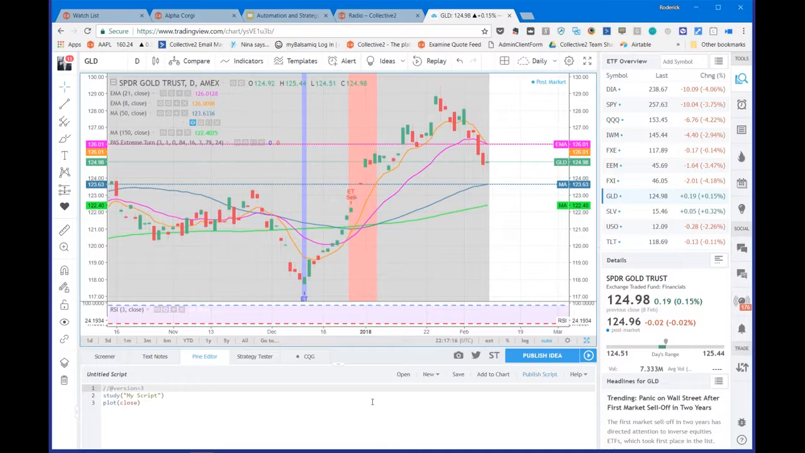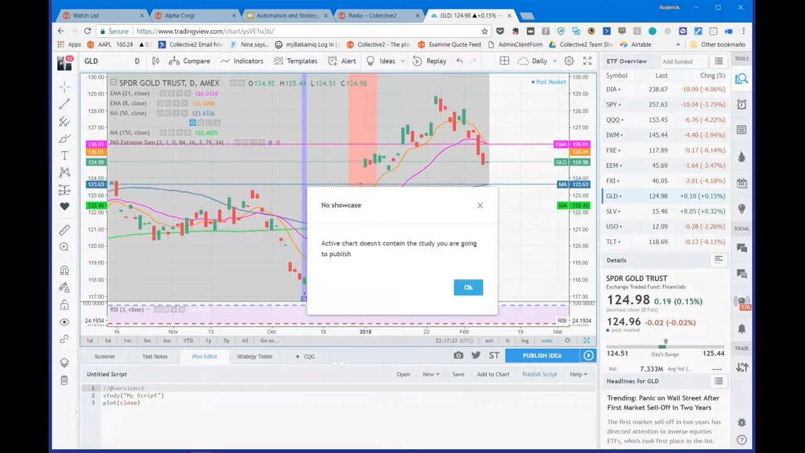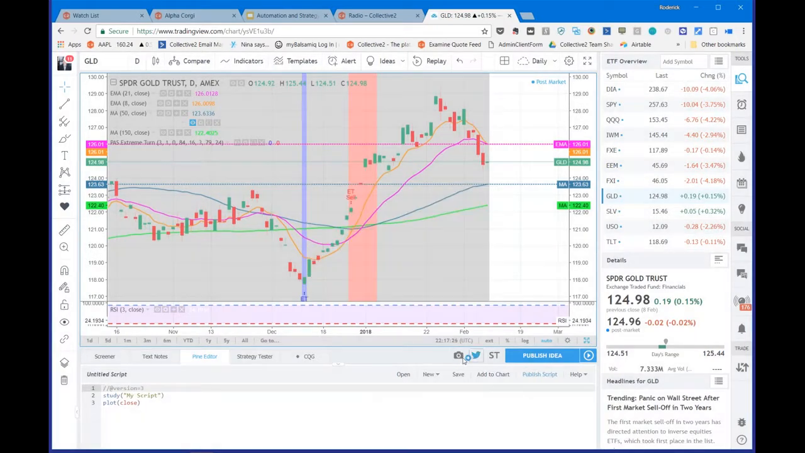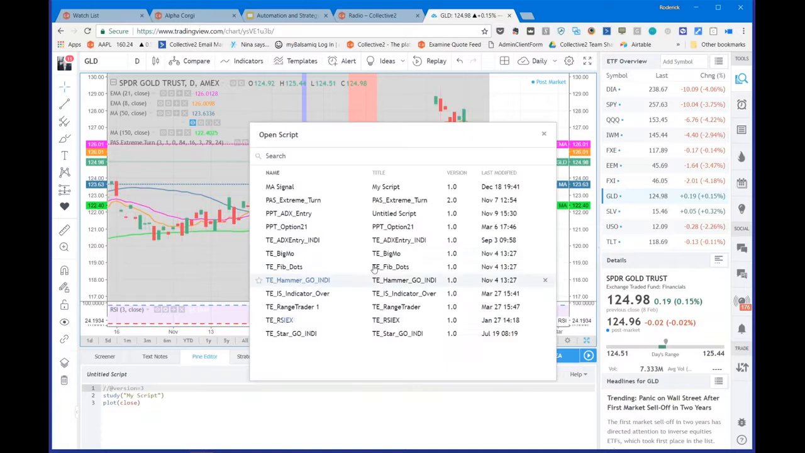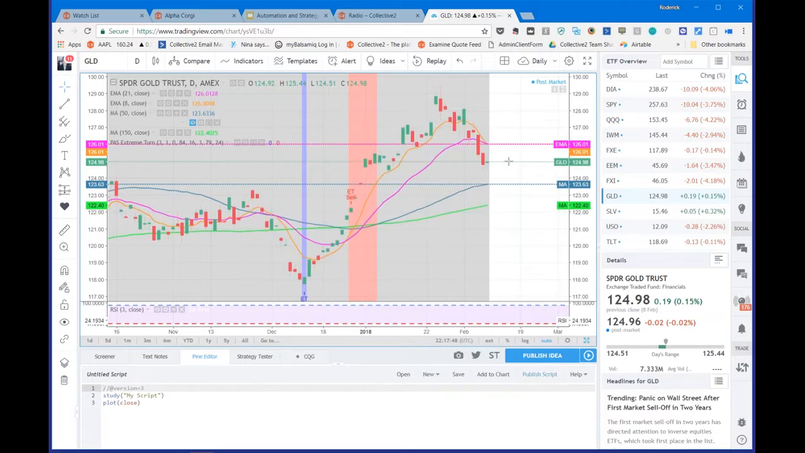So for instance, I have, let me see here, where is it? I should have prepared this a little bit more. Oh, new. Okay, blank. No, I want to open. Sorry, there we go. Okay, so here are a number of different scripts and logic. Some of them are indicators. Some of them are full-on strategies that I can apply to the chart and generate a signal.